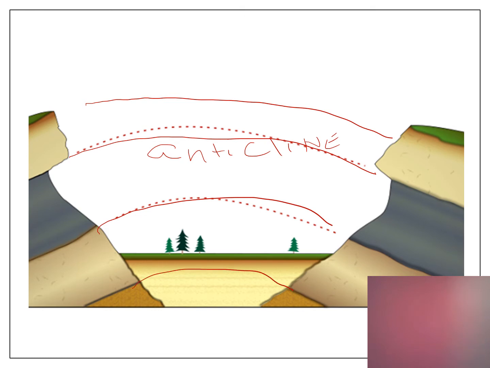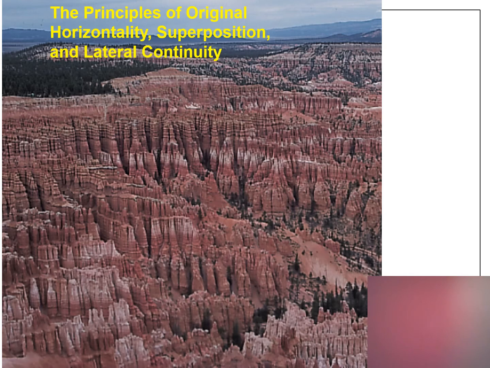So lateral continuity. Then we have three principles illustrated here. These are the principles of original horizontality. When these rocks were deposited, they were horizontal. Superposition, the older rocks will be at the bottom, the younger rocks will be at the top. And lateral continuity. And we can see that from just looking at these different color layers, and you see to what extent they have, how continuous they are throughout this area. This is Bryce Canyon. Bryce Canyon is a national park in Utah.